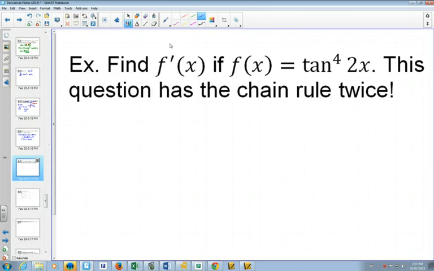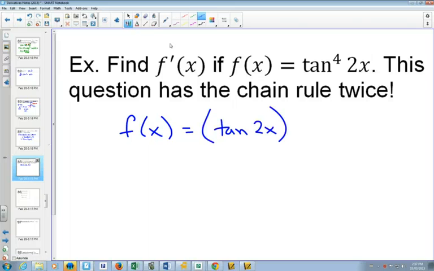Here we have another chain rule that's twice again. I'm going to just put the 4 out there for now. So if you imagine going from the outside in, the first function that you run into is the power of 4. Then inside you run into a tan, and then inside of that you run into 2x. So that's why the chain rule is going to happen more than once.